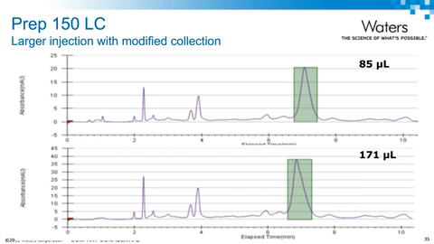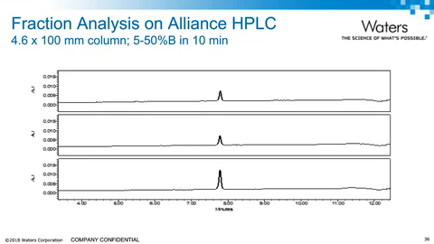After optimizing the collection parameters, I injected 85 microliters on the preparative column and subsequently 171 microliters on the preparative column with these new fraction collection parameters. And you can see from these traces that the collection is very good. Fraction analysis on the collected fractions was very good, and you can see from these analyses that the collected product was very pure.